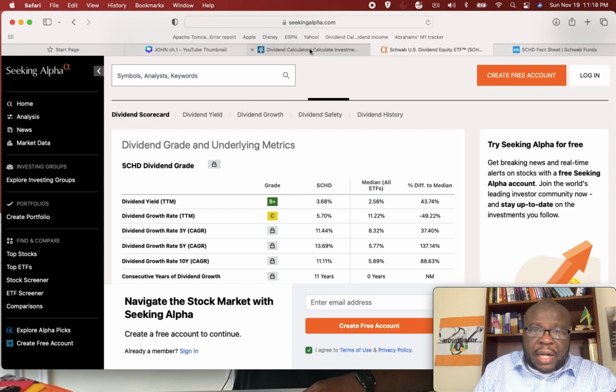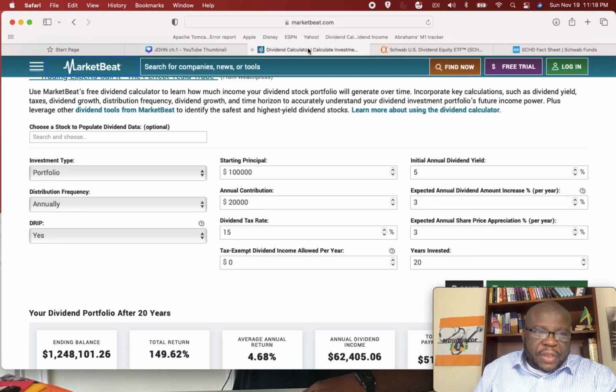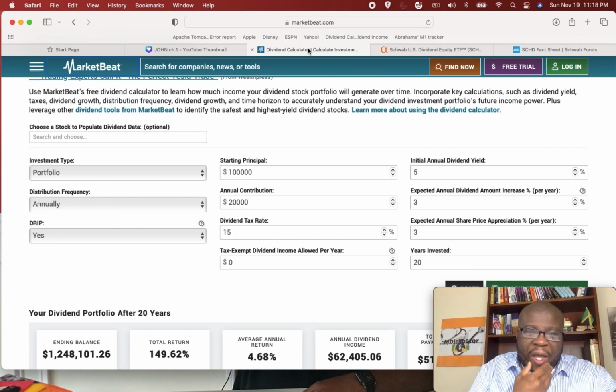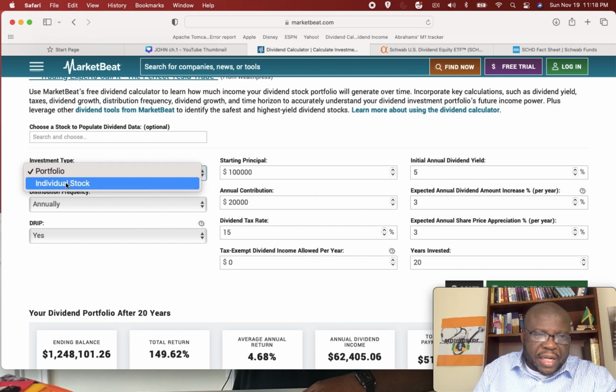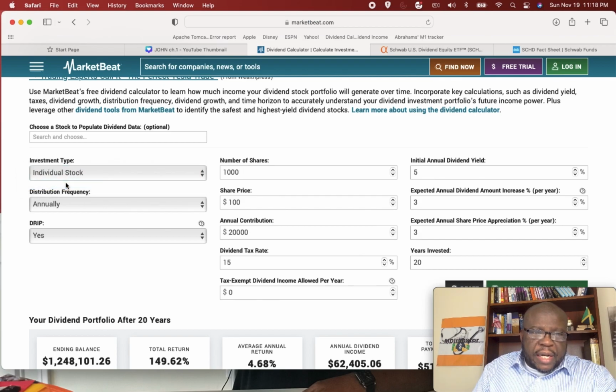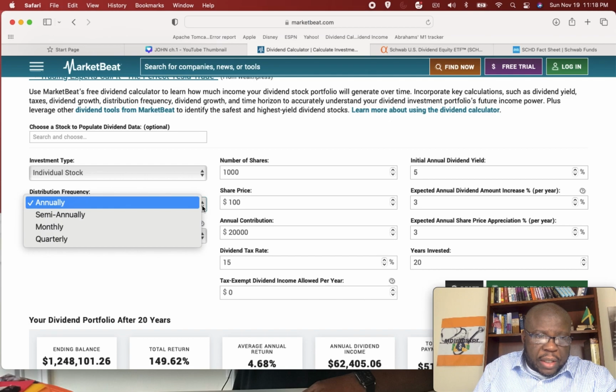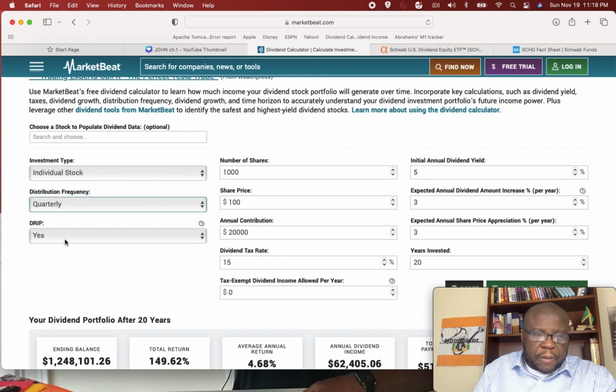Now let's go to our dividend calculator. So now this will be a little fun. Let's kind of anticipate. Investment type here, we'll put in individual stock, even though it's an ETF. Now, distribution frequency, we said it pays quarterly. SCHD pays quarterly. And the DRIP stands for Dividend Reinvestment Plan. We're going to reinvest our dividends over this time period. So yes, we'll leave it on.